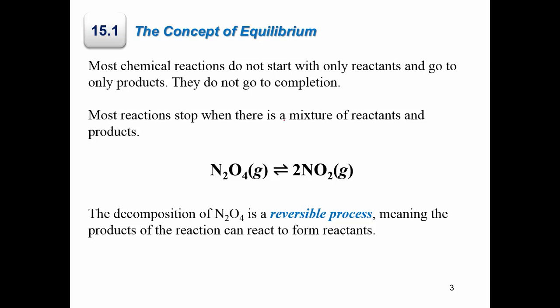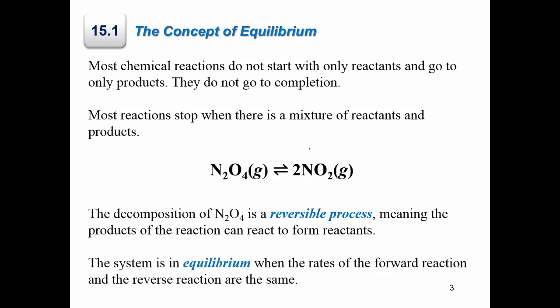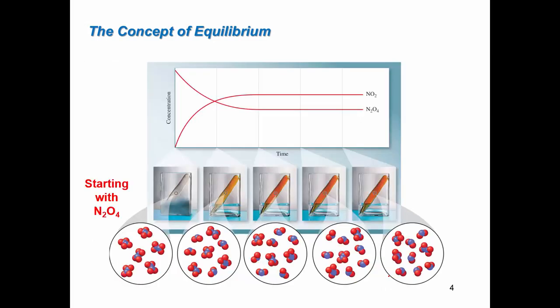So we have a forward reaction going from left to right, and we have a reverse reaction, or a reversible process. That means the products can form the reactants, as well as the reactants forming the products in the traditional manner. So it is an equilibrium when the rate of the forward reaction and the reverse reaction are the same. Now we haven't done reaction rates yet, but know that an equilibrium occurs when your forward reaction equals your reverse reaction.